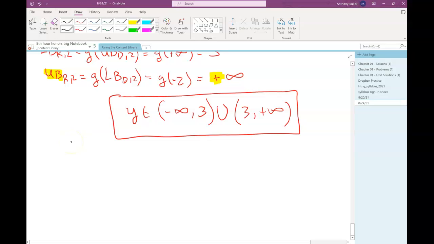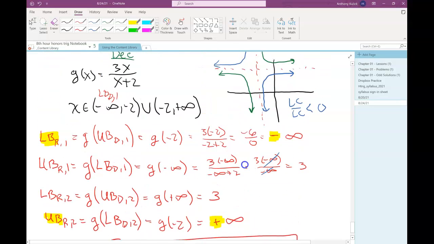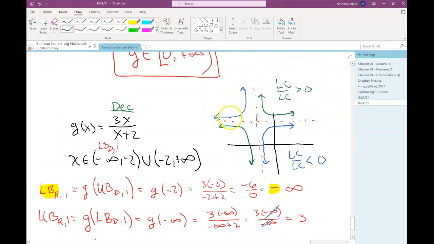Decreasing, yeah. How did you figure that out? So I just looked at the graph. We decided it was the green part, right? So as I'm moving from left to right, it's going down. So that's all I'm doing, just looking at the picture. Okay. So each part, as I move from left to right, it goes down. That's all I need. Cool? Cool.